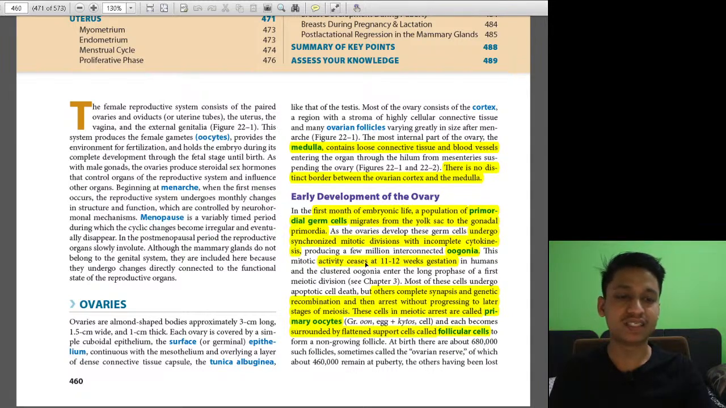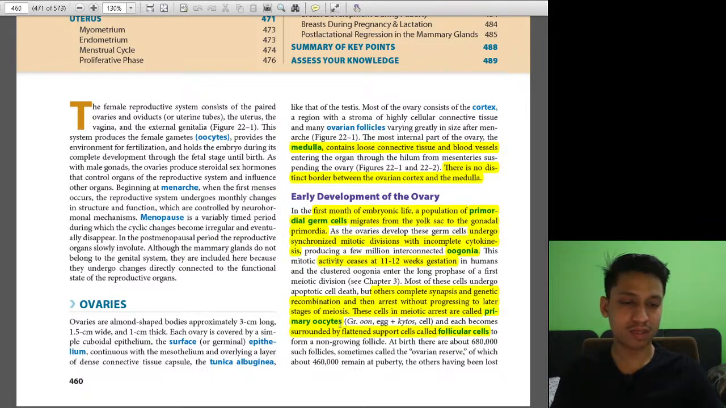This mitotic activity ceases at the 11th to 12th week of gestation in humans, and the clustered oogonia enter the long prophase of the first meiotic division. So these clustered oogonia enter meiotic division and are arrested in prophase I. Most of these cells undergo apoptotic cell death, but others complete synapsis and genetic recombination and then arrest without progressing to later stages of meiosis. These cells in meiotic arrest are called primary oocytes.